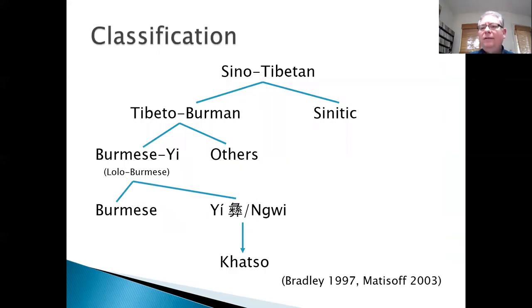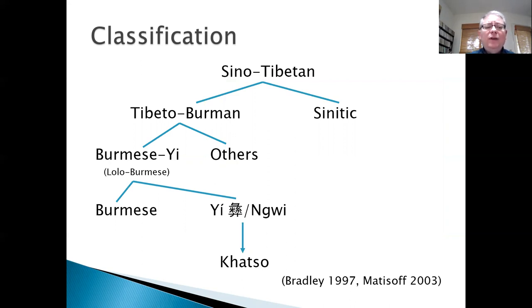Khatso belongs to the very sprawling and large Sino-Tibetan language family. This is a very simplified view of the family. Up at the top, it gets divided into two separate branches. The Sinitic branch from which all the Chinese languages descend, and then the Tibeto-Burman branch. So Khatso is a distant relative of Mandarin and Cantonese.